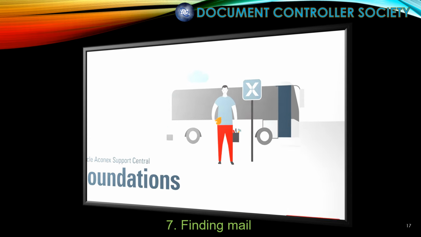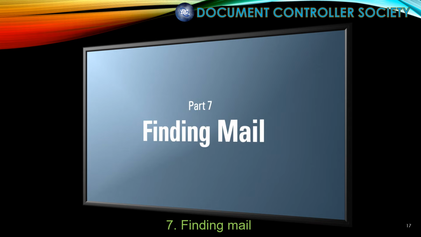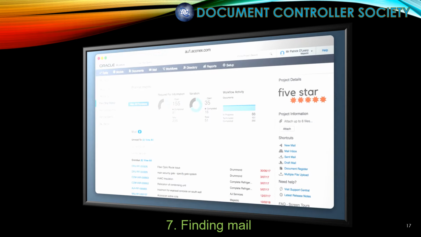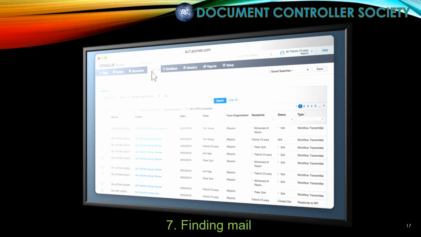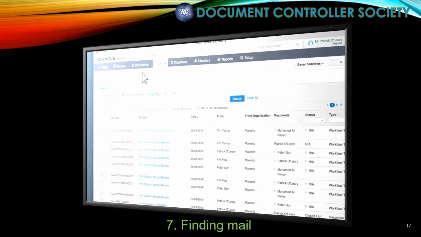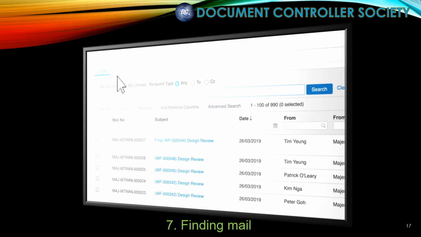Once you know how to create and send mail, the next thing you need to know is how to find it. So let's take a look at mail search. To start, I just double-click on the mail module, which takes me straight to the mail inbox. There are three main areas of the mail search screen: the inbox, sent, and the draft area. To switch between them, just click on these tabs.